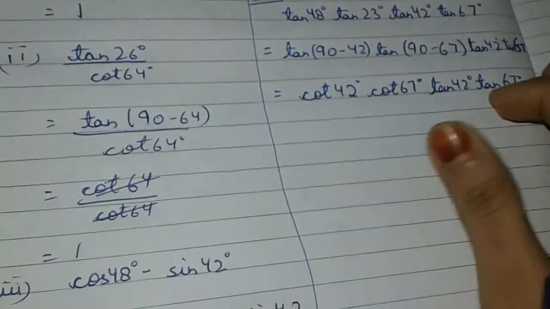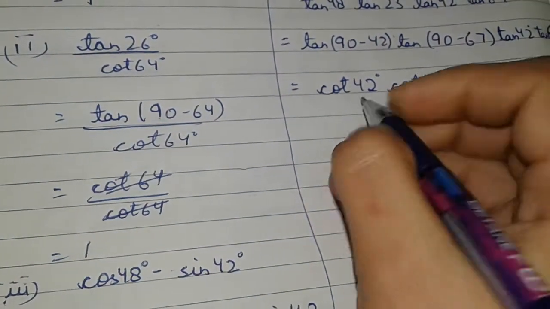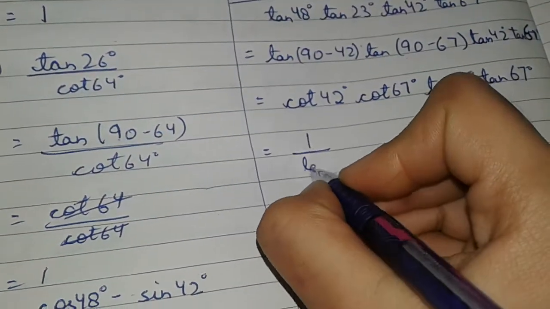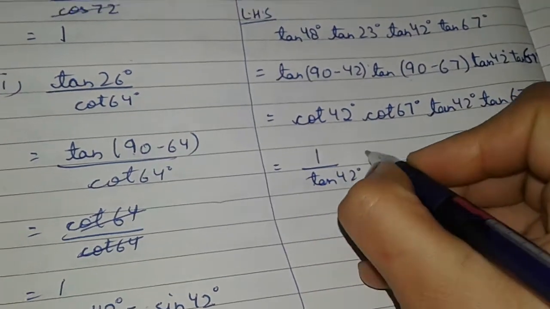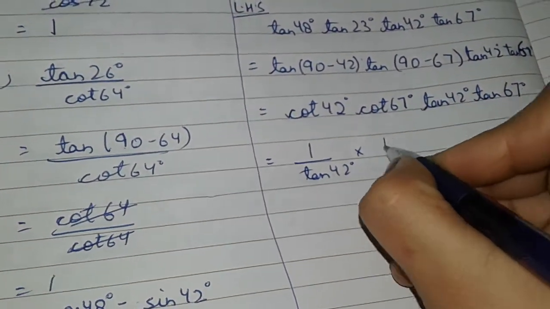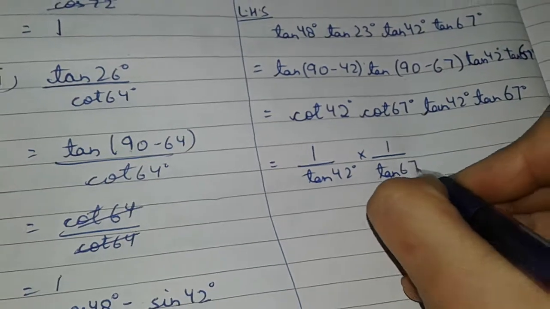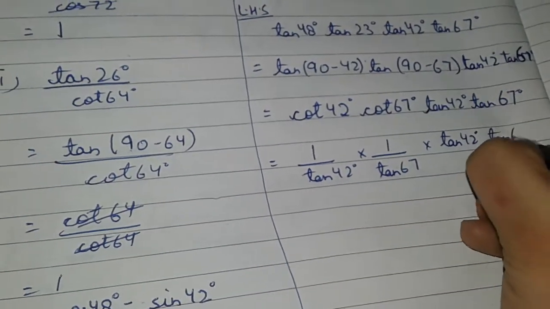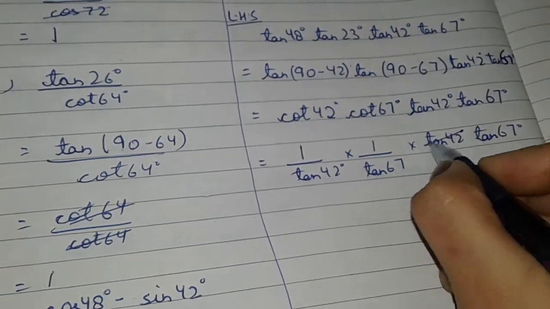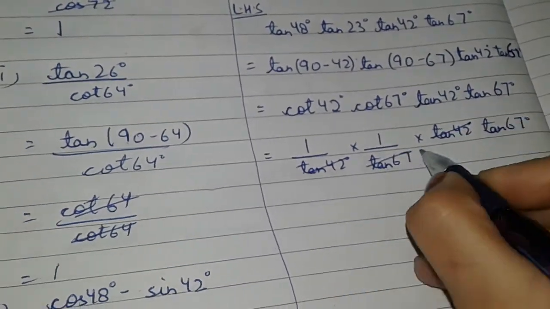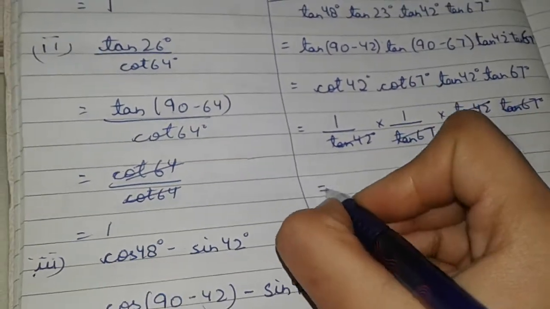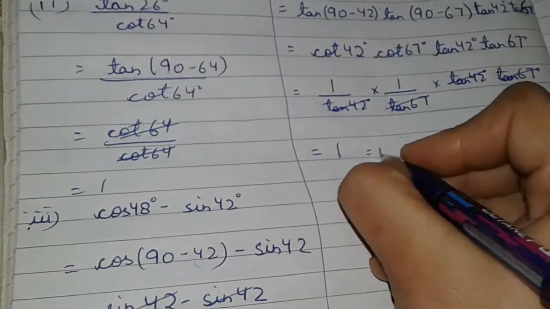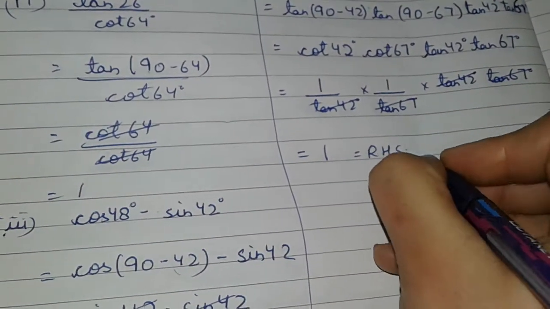Now, as we know that cot A is equal to 1 upon tan A, now cot 42 will be written as 1 upon tan 42. Similarly, this cot 67 will be written as 1 upon tan 67 degree. And these two will remain same, tan 42 degree and tan 67 degree. Tan 42 will be cancelled out and tan 67 will be cancelled out. And the answer will be 1. It is equal to right hand side and hence proved.